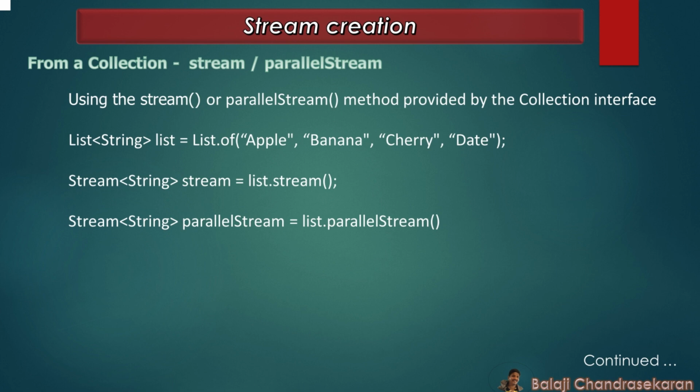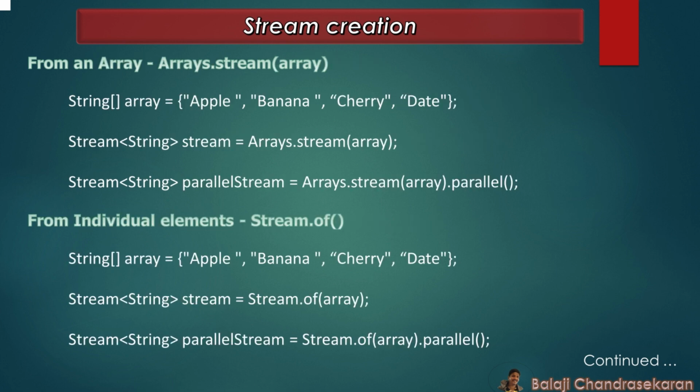If you need parallel processing, you can convert the sequential stream into a parallel stream using the parallelStream method. This will create a parallel stream which can process elements concurrently and potentially improve performance for large collections when used with parallel processing operations.